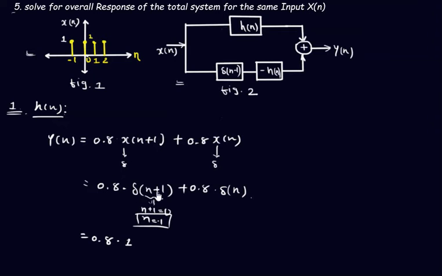So we directly put delta of n plus 1 equal to 1, plus 0.8 delta of n, where n is equal to 0. We compare the bracket directly with 0. If we do not have any value with the n, then we can directly say this is n is equal to 0. So this is the location, n is equal to 0, where we have a magnitude 1.